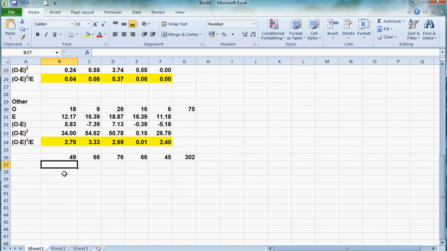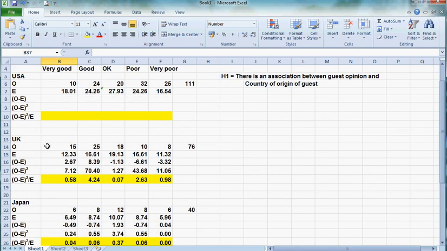Moving on to the next row, we now have O minus E. Very simply, the first case is 10 minus 18.01. Then it is 24 minus 24.26. Then 20 minus 27.93. Then 32 minus 24.26. And then 25 minus 16.54.